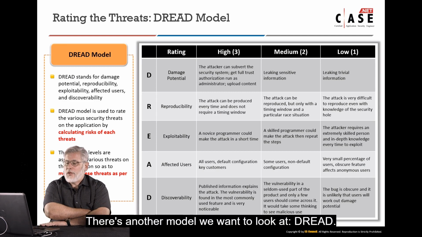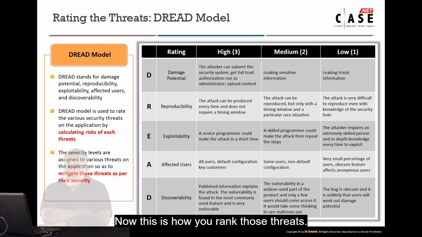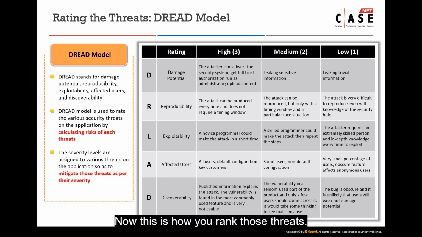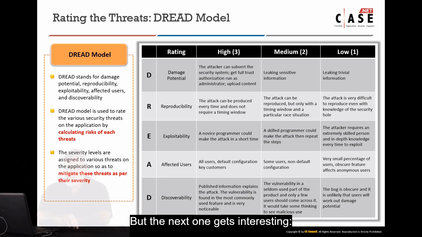There's another model we want to look at, DREAD. Now this is how you rank those threats. Damage potential, that's D. Reproducibility, that's R. Exploitability is E. Affected users is A. And discoverability is D. Essentially, the first one's obvious. How much damage could this threat cause? But the next one gets interesting.